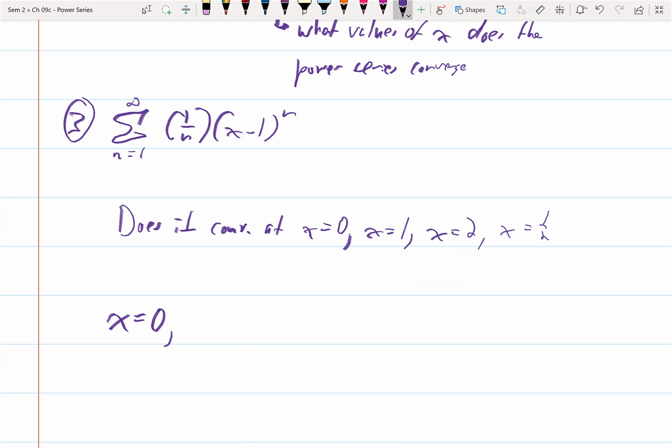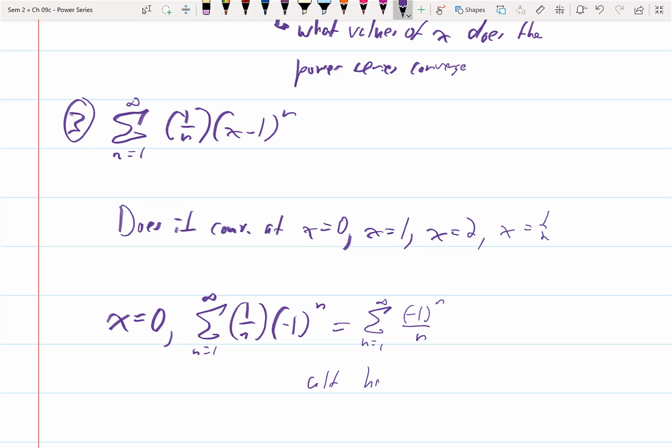At x equals 0, we have the sum from n equals 1 to infinity of 1 over n times (-1) to the nth power, which is the sum from n equals 1 to infinity of (-1) to the n over n. You may recognize this as the alternating harmonic series.